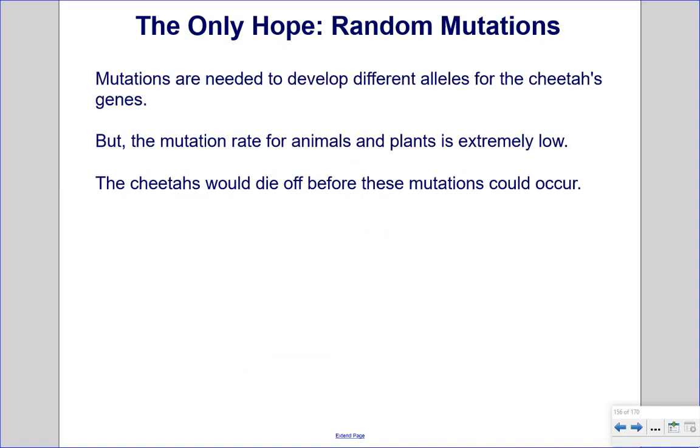The only hope. Random mutations. Mutations are needed to develop different alleles for the cheetah's genes. But the mutation rate for animals and plants is extremely low. The cheetahs would die off before these mutations could occur.